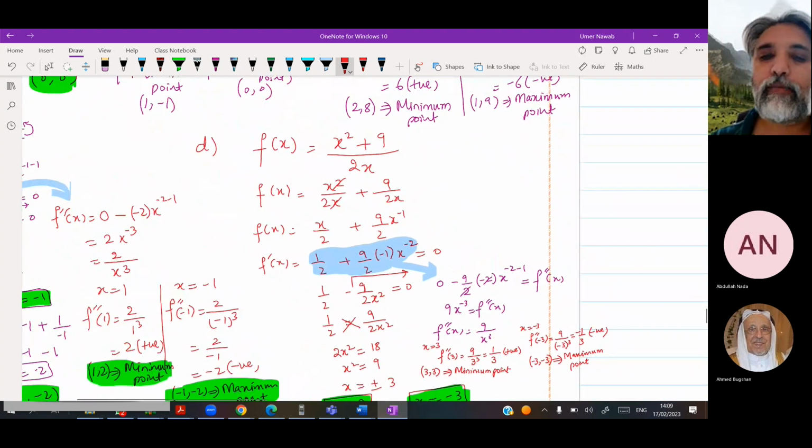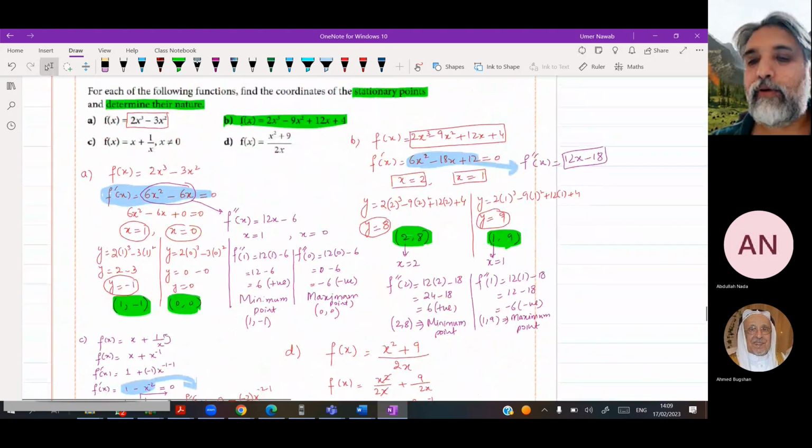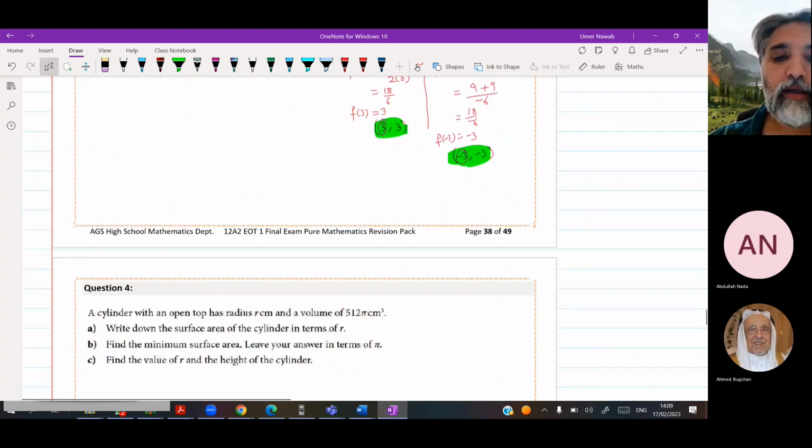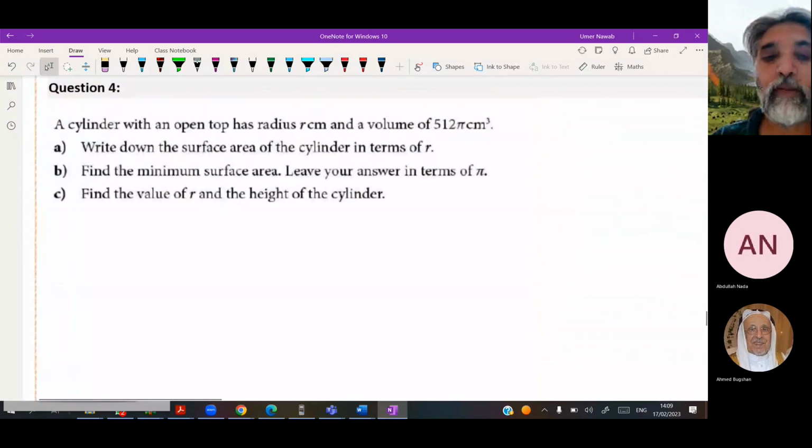This is your answering key, boys, and if you want, you can refer to the answering key. Question number 3 is done. Now let's move on to question number 4.